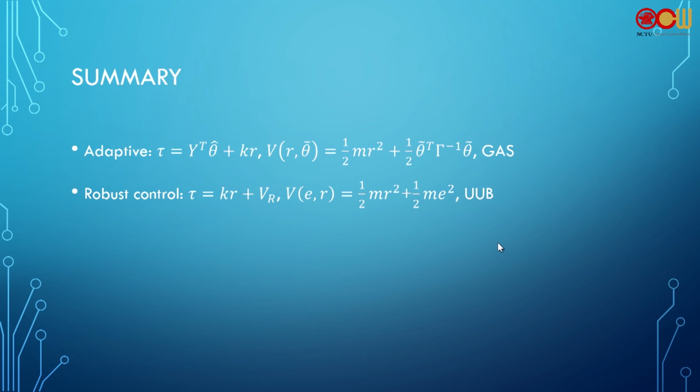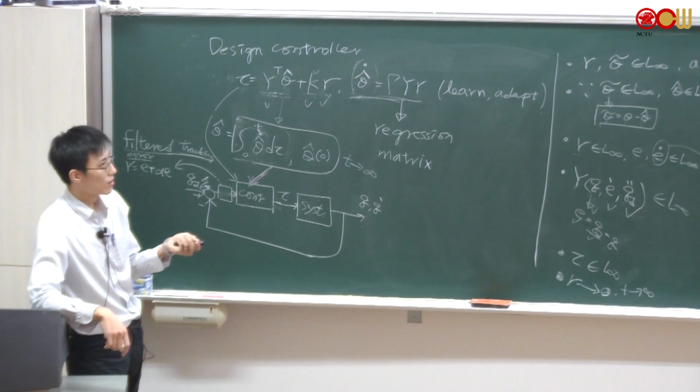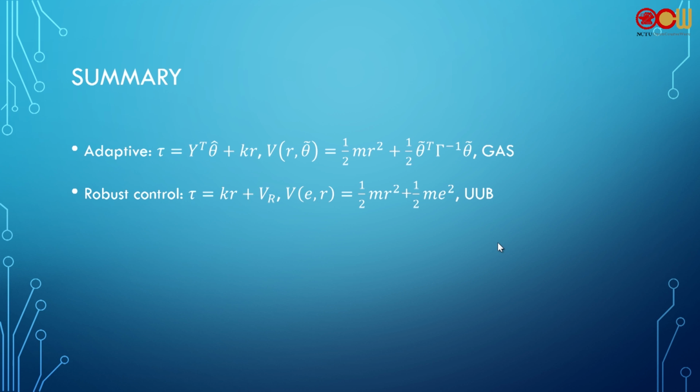Summary, adaptive control, the control structure is this. You need to estimate theta hat based on the adaptive law, and the result will be globally asymptotically stable. For robust control, VR is the robust term and KR is the feedback term. VR is designed as some constant times R, and the objective is to deal with the uncertainties or the disturbances, and you will get UUB. By increasing the gains, the UUB ball, the steady state error, can be decreased.